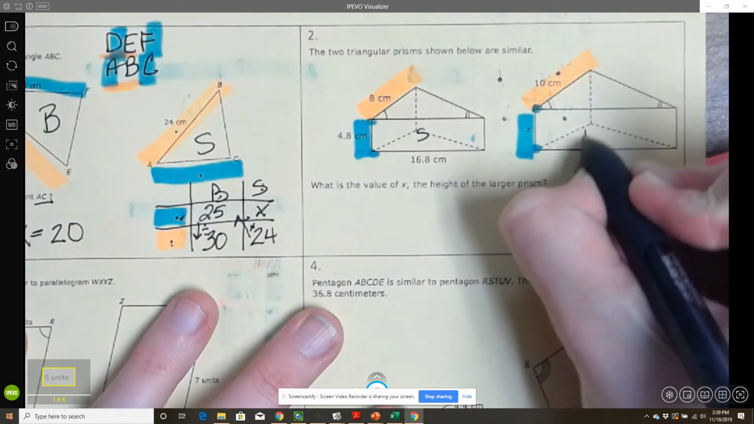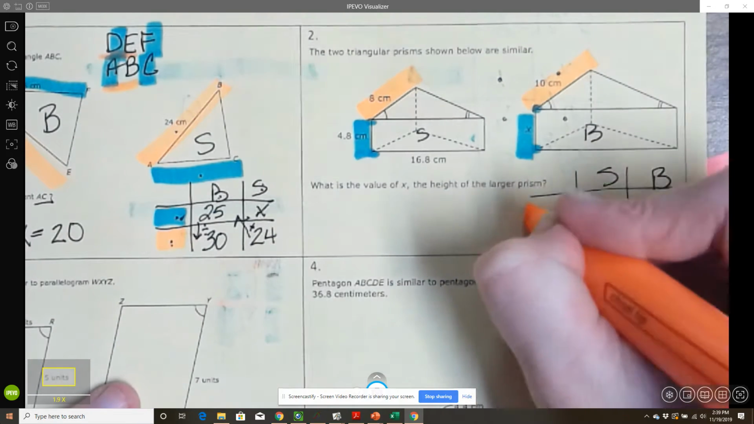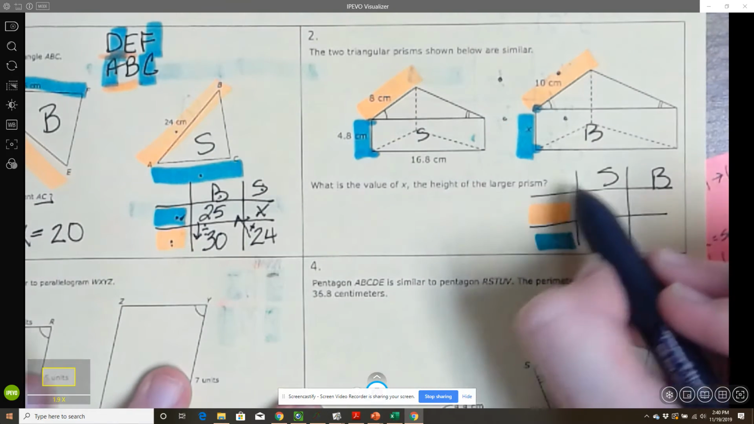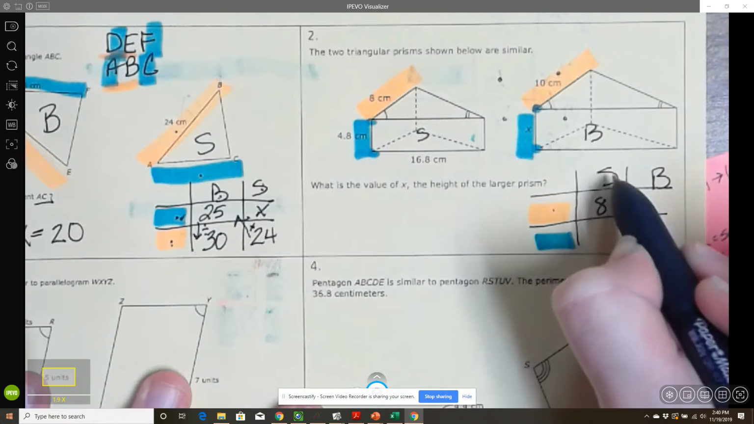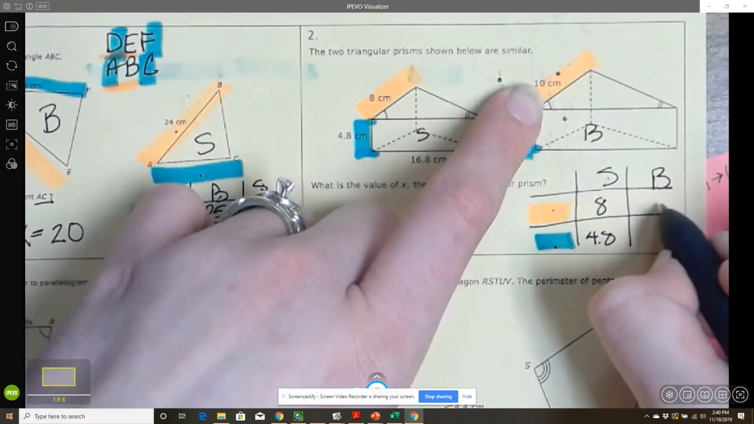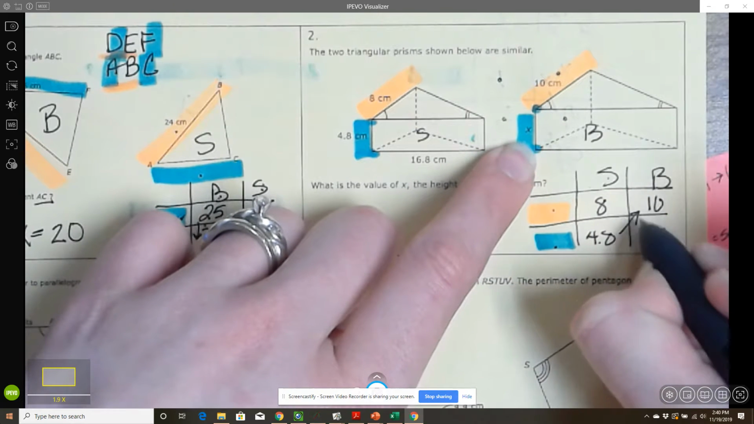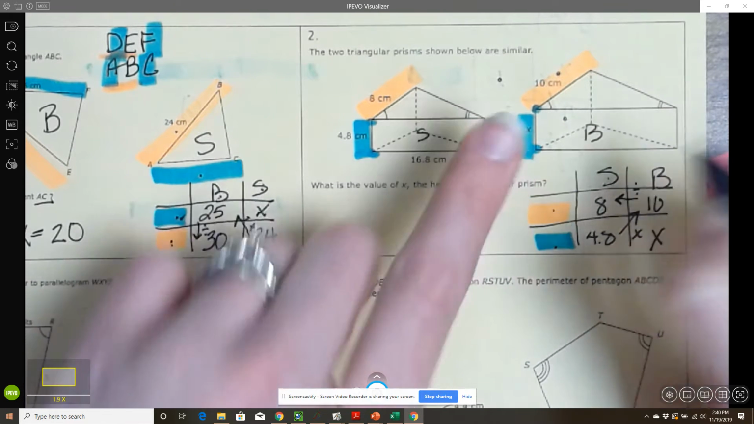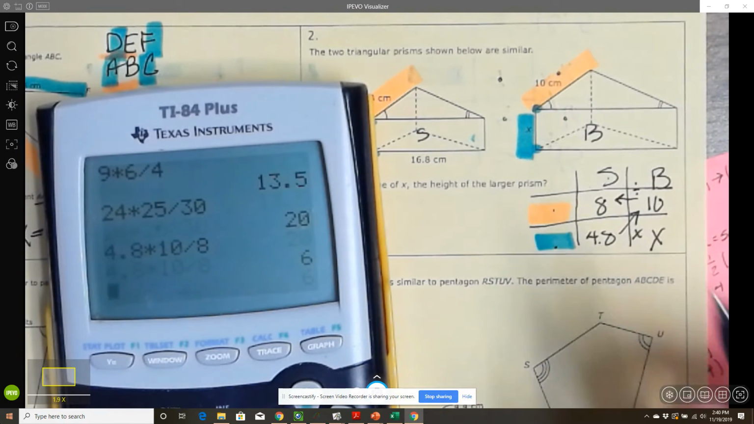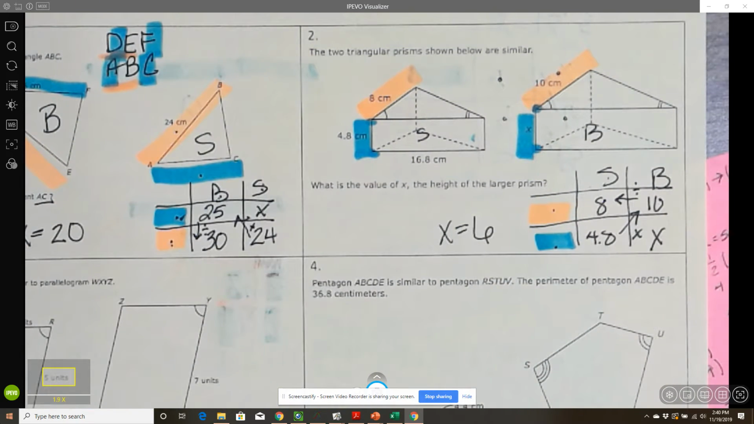So this will be my small, this will be my big. Orange, blue. All right, small orange is 8. Small blue is 4.8. Big orange is 10. Big blue is X. So we cross multiply and then divide. So 4.8 times 10 divided by 8, and X equals 6.